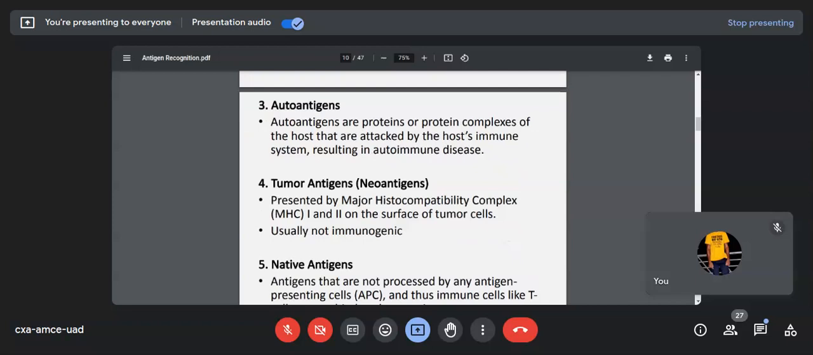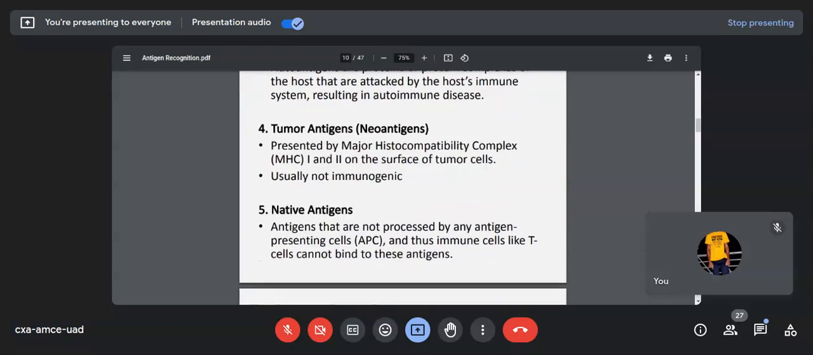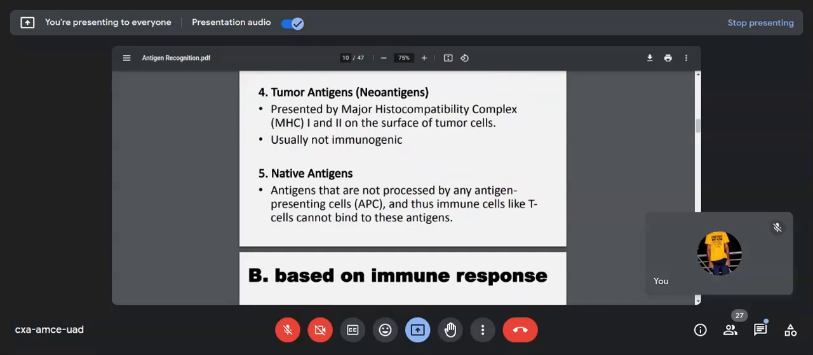And usually they are not immunogenic. What do I mean by immunogenic? Mostly the tumor antigens do not cause an immune response. When you do tumors, you will understand why. If I start explaining it, I'll enter another topic, so let me just leave it there. Write it down so that you can ask me why when we do tumor antigens.